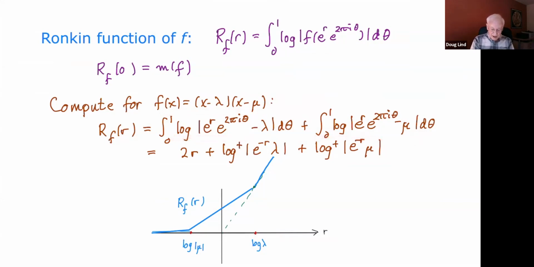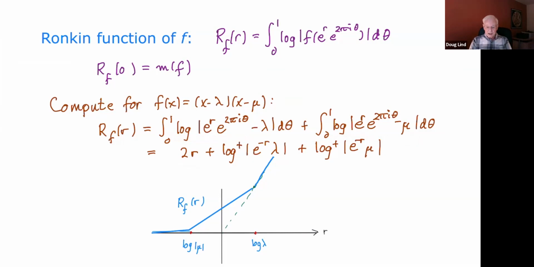Now, this e to the r can be factored out of each term, and that will contribute an r when you take the logarithm, and so you'll get a 2r. And then what's left is, by Jensen, you put the e to the minus r on lambda and e to the minus r on mu, and by Jensen, you'll just get this log plus of e to the minus r lambda and e to the minus r mu. So what does that look like?